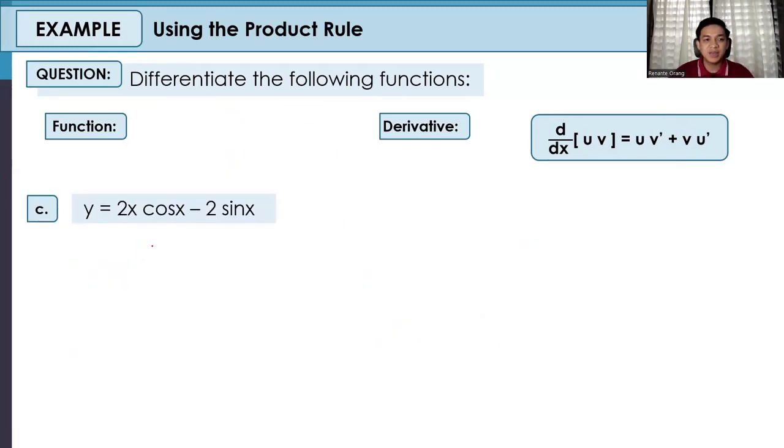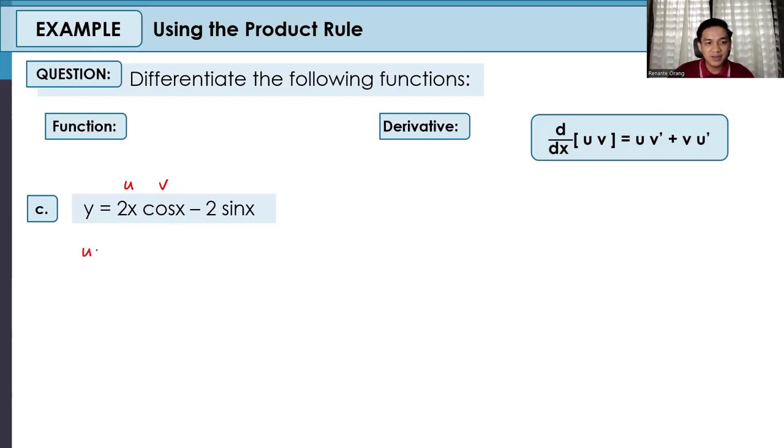Letter C example, we have y is equivalent to 2x cosine of x minus 2 sine of x. For this problem, we will be dealing with product rule and sum and difference rule kasi meron tayong operation sa gitna. So, unahin muna natin to. We just need to differentiate them individually. Ito yung ating u, si 2x. Ito yung ating v, which is si cosine of x.